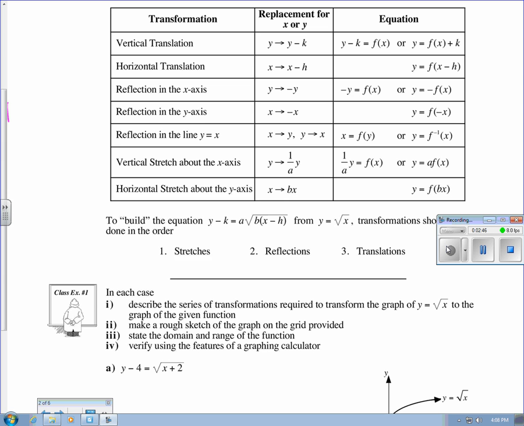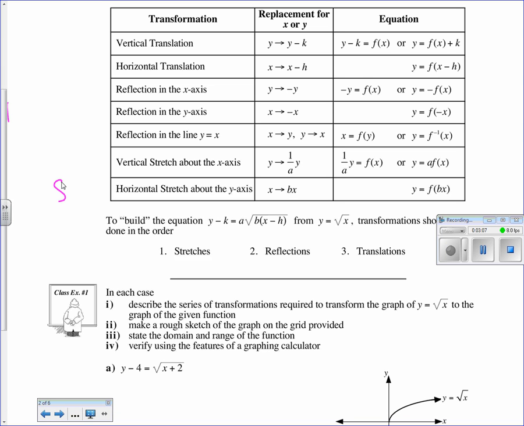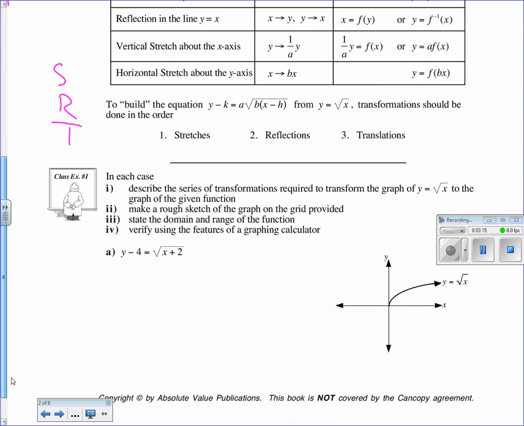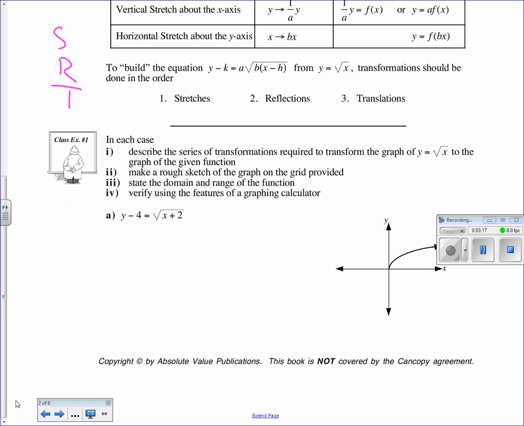If you reflect in that special line y equals x, you get the inverse, which has a special notation. You can have vertical stretches, which have precedence for statements on the left and the right. We have to be careful with that. Horizontal stretches, remember, are always on the right-hand side. And we do it in the order of SRT. Can't stress how important that is. So we want to relate information from the base graph to the graph that has translations, transformations made to that.